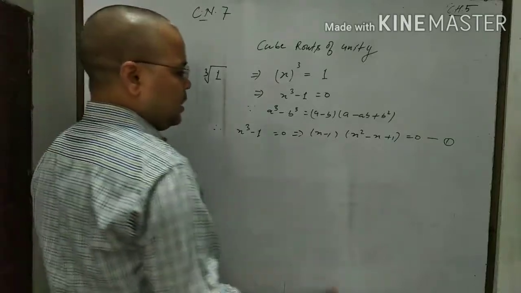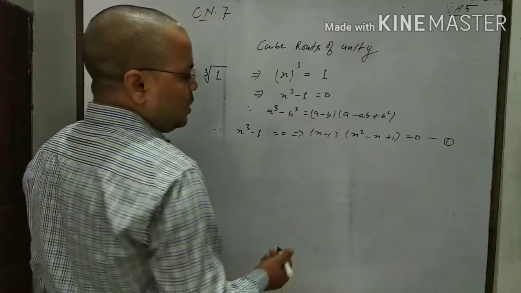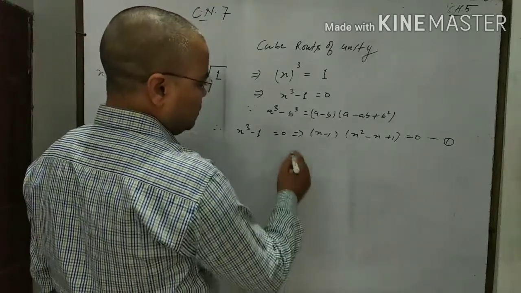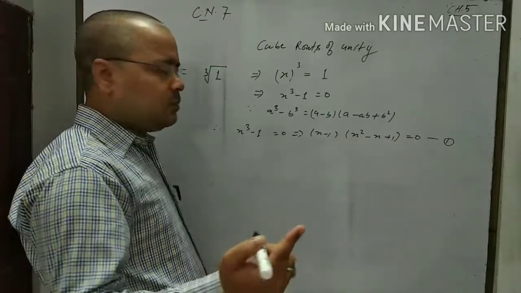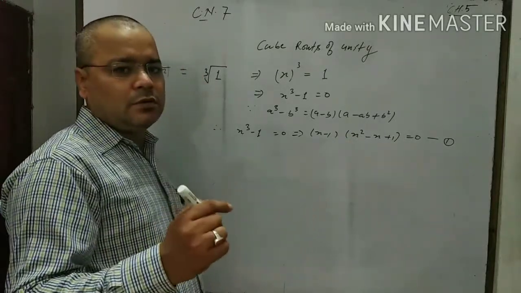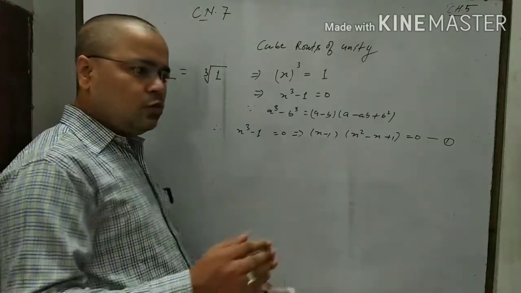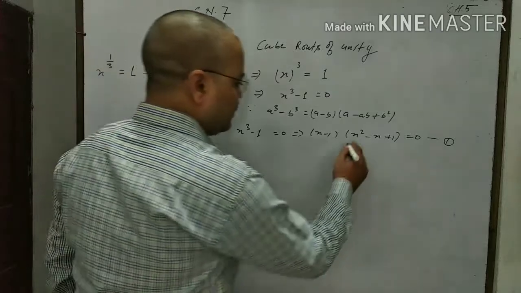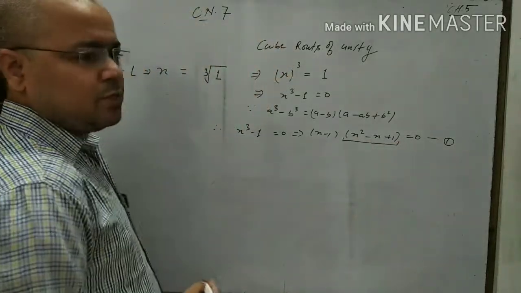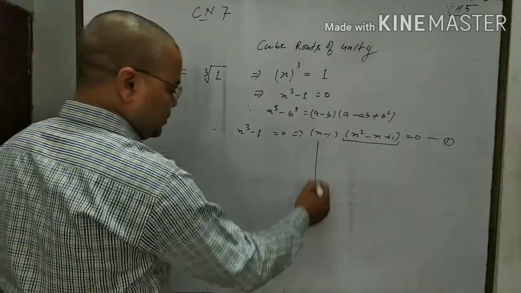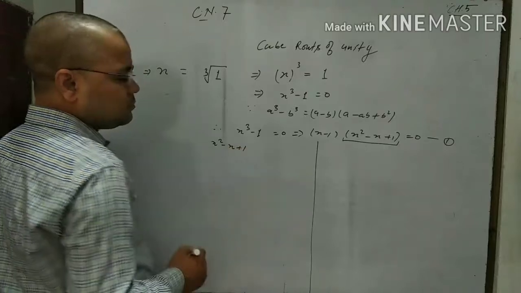Then here x minus 1. But now by zero product rule, x minus 1 is equal to 0. Then x is equal to 1. It means one root will be 1. But what about the other two roots? To know the other two roots, we have to solve this: x square plus x plus 1. So let us solve it.